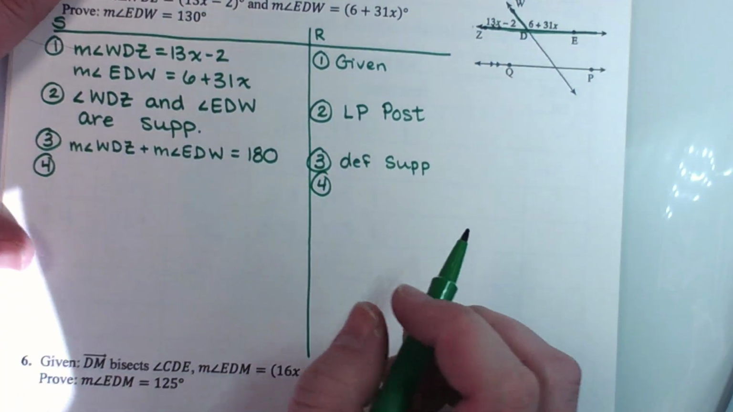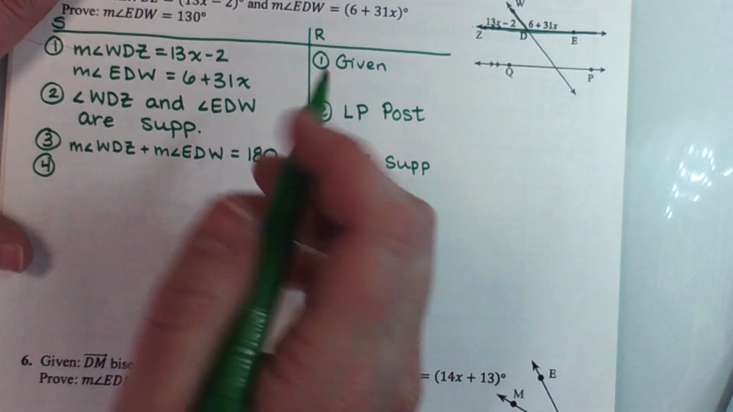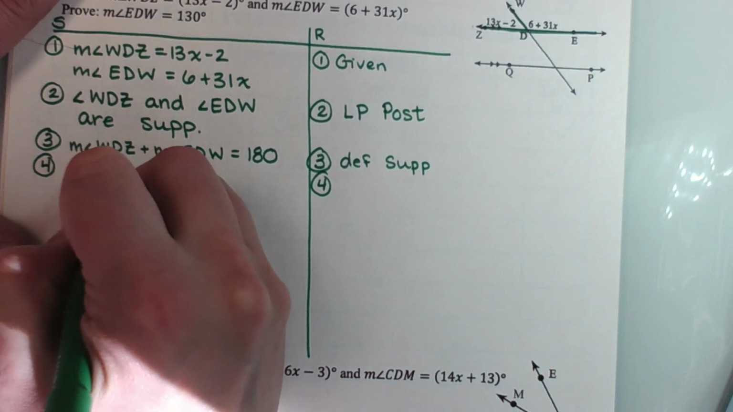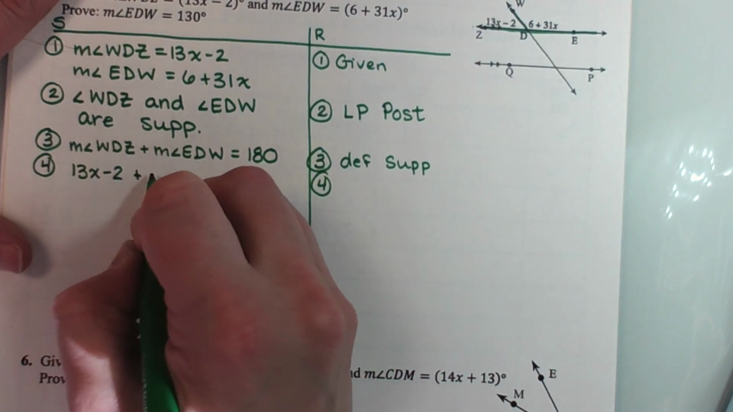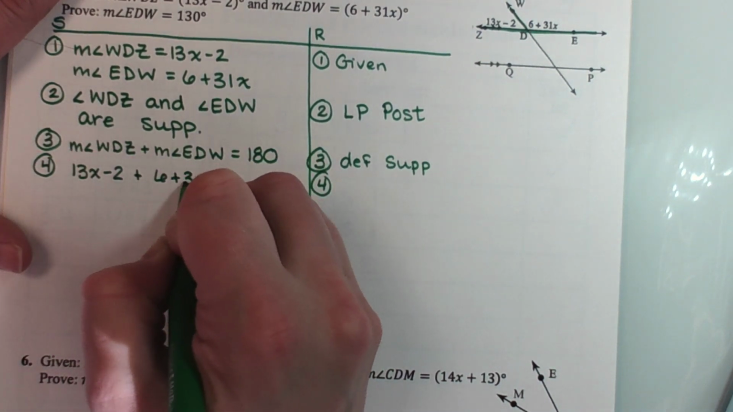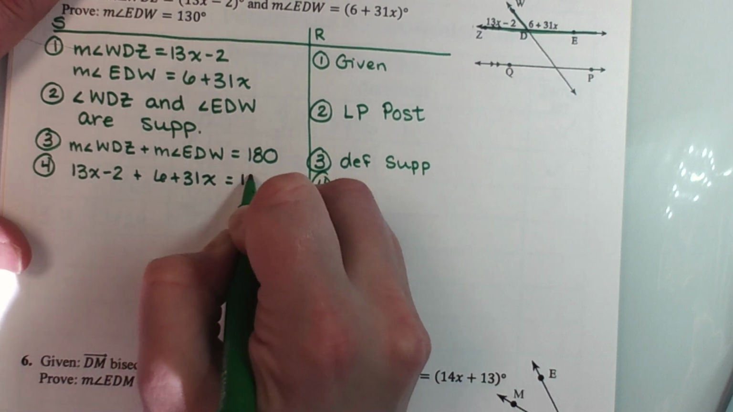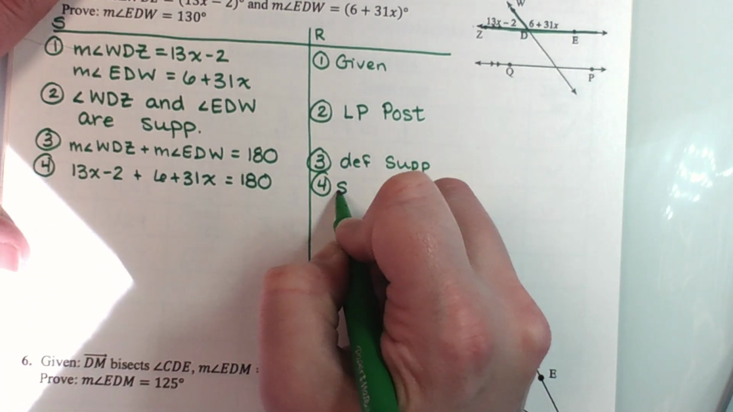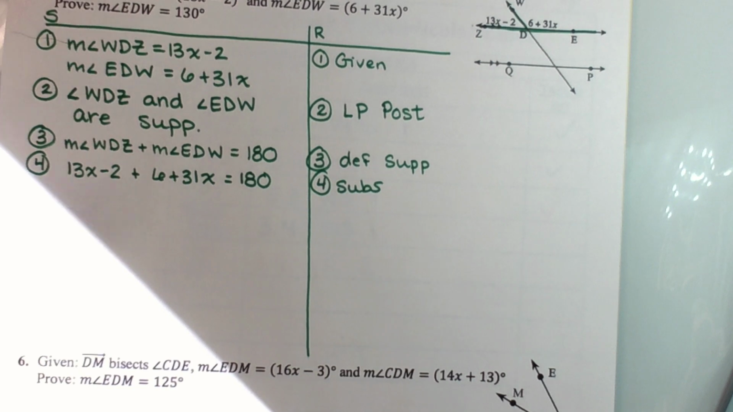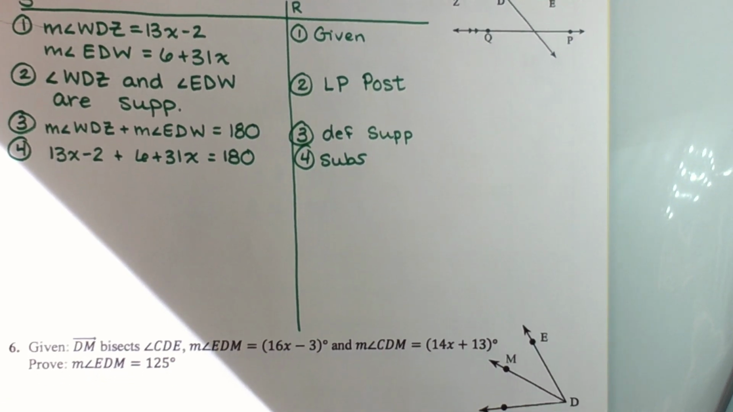Then we substitute in. Measure of angle WDZ gets replaced with 13x minus 2. Measure of angle EDW gets replaced with 6 plus 31x. One of the most common mistakes I see on problems like this is people moving the x and writing 6x plus 31. Please keep an eye on that.